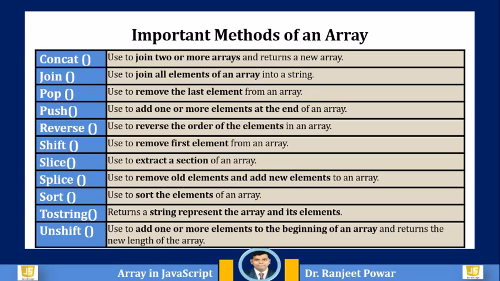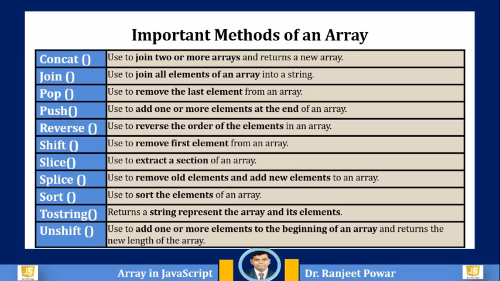The second one is the join method. It is used to join all elements of an array into a string. The elements are separated by a specified separator. The default separator for the join method is a comma.